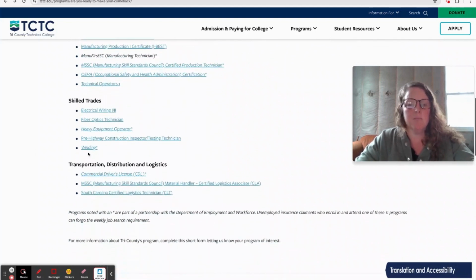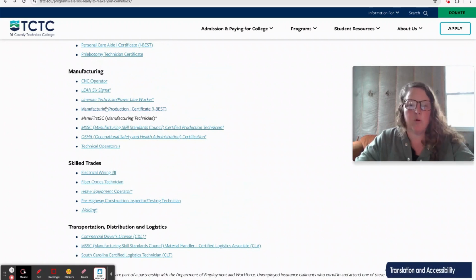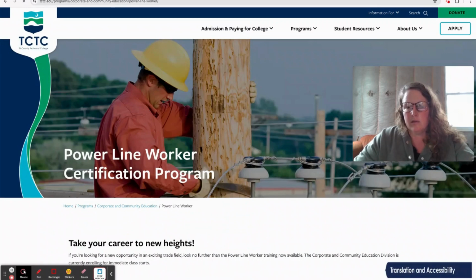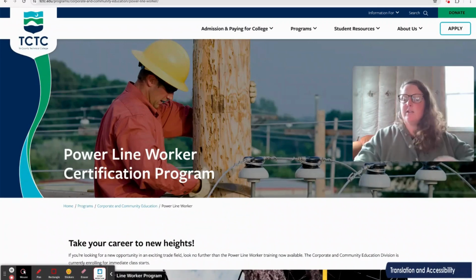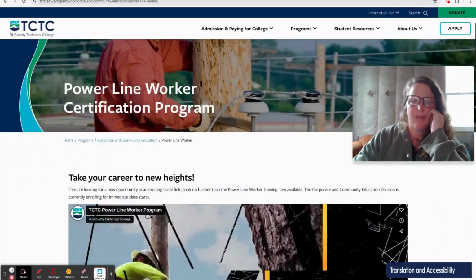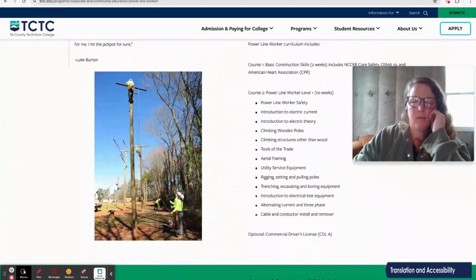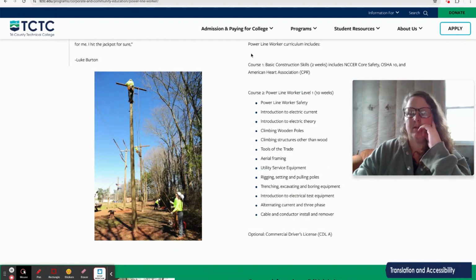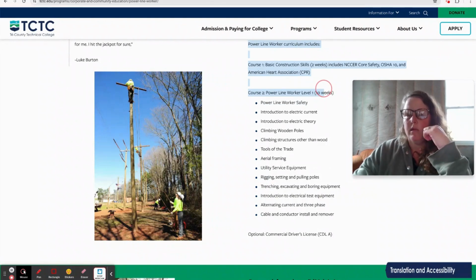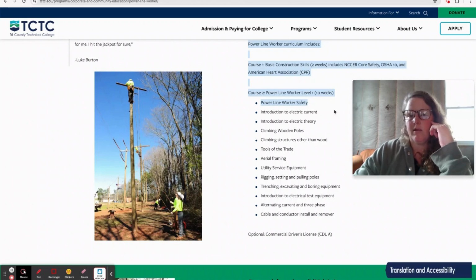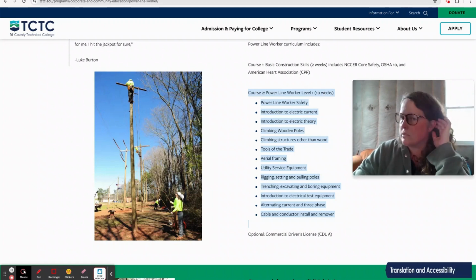So, when I was teaching, a lot of the teenage boys wanted to do this, lineman. These are dangerous, technical jobs, but getting into a career right away is really helpful. So it tells you right here what you would be doing. Power line worker curriculum includes course 1, basic construction skills, that takes 2 weeks. Core safety and OSHA are included, and American Heart Association CPR. That's cool. You're certified in core, OSHA, and CPR, all with that. And then course 2, power line worker level 1, 10 weeks. So 10 weeks, that's like 3 months at the most. And you're good to go.